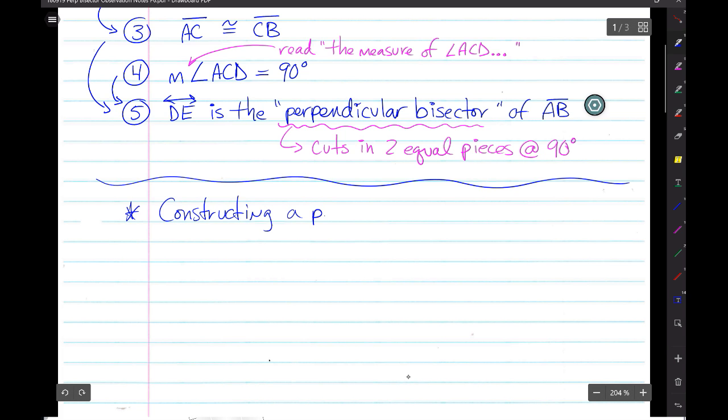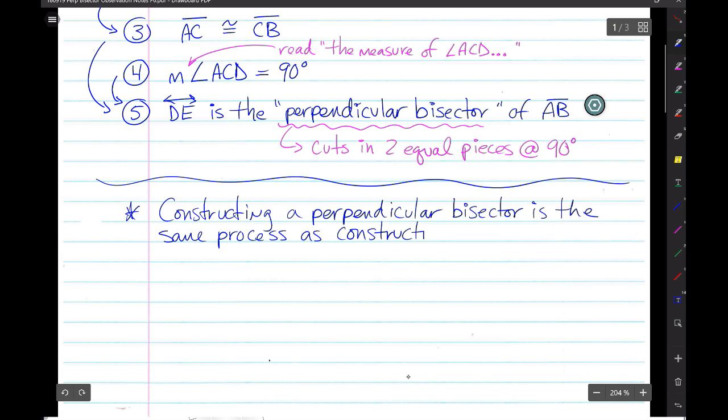Constructing a perpendicular bisector is the same process as constructing the midpoint.